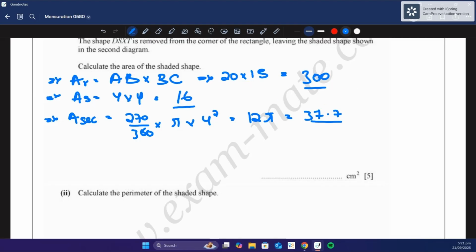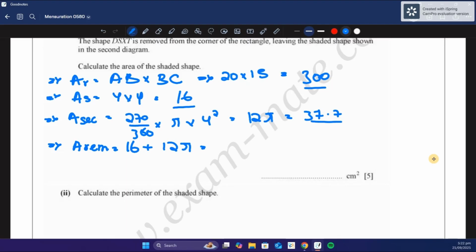And then we're going to simply calculate the area of the removed region. So that would be 16 plus 12 pi. This is the area I need to remove.